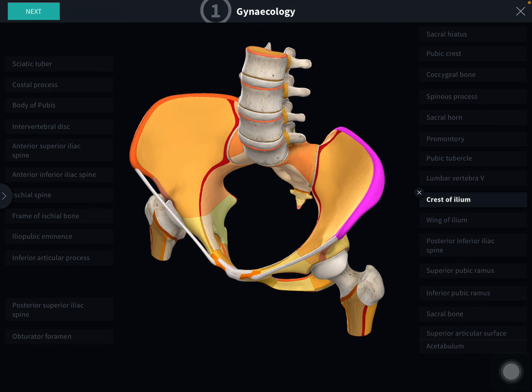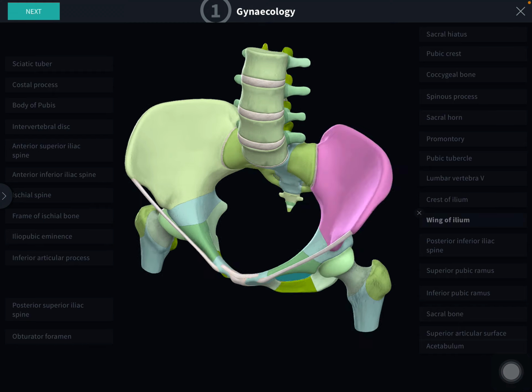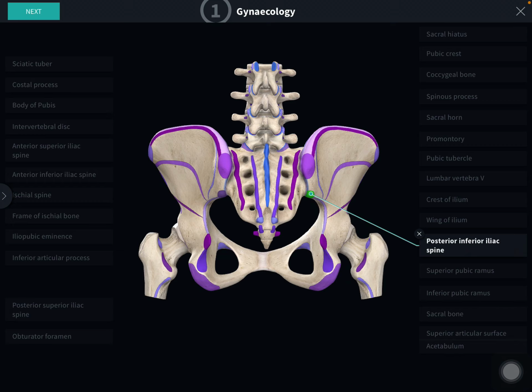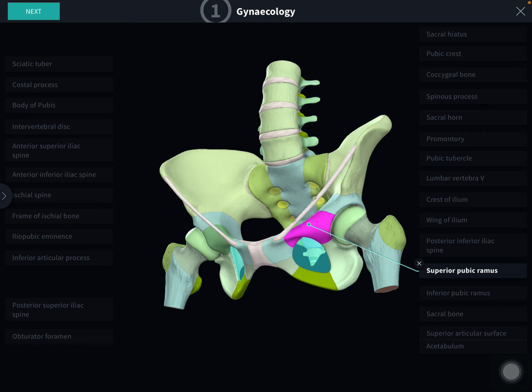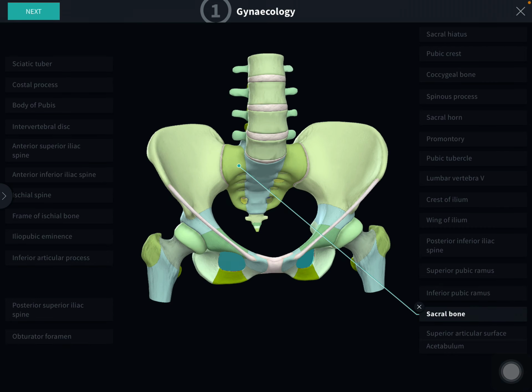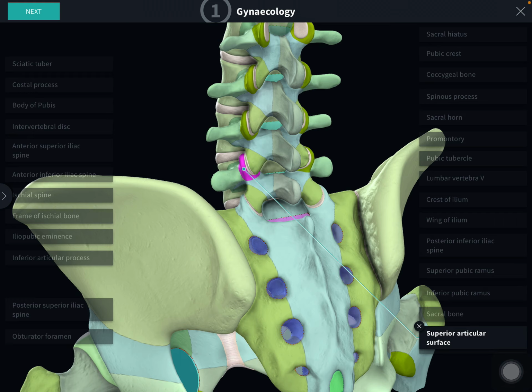That is the upper end of the ilium. It is the wing of ilium or iliac fossa. So posterior inferior iliac spine. So this is the superior pubic ramus, inferior pubic ramus, sacral bone. Yes, this is again the lumbar vertebra.